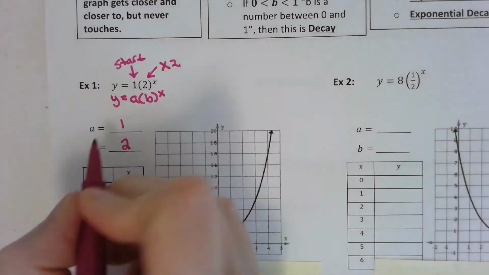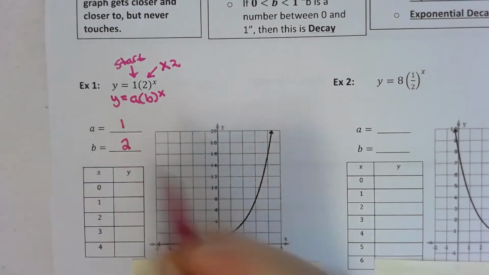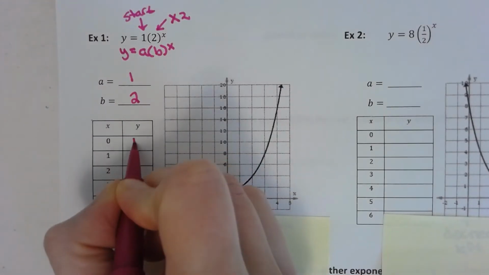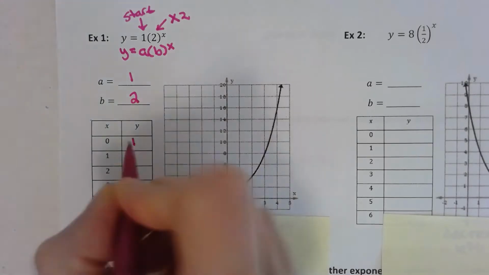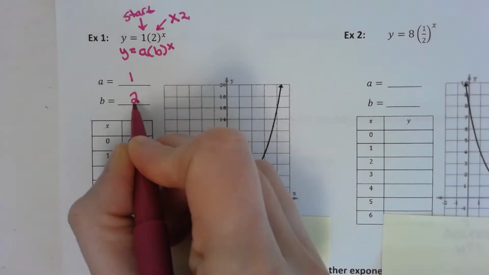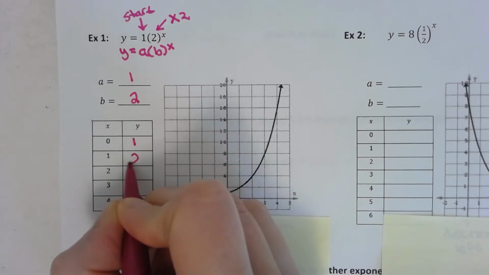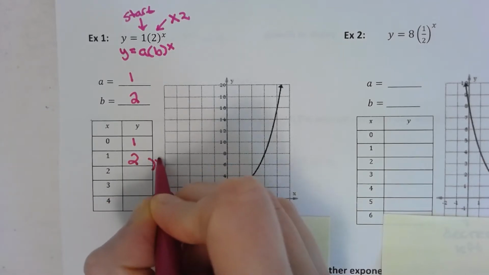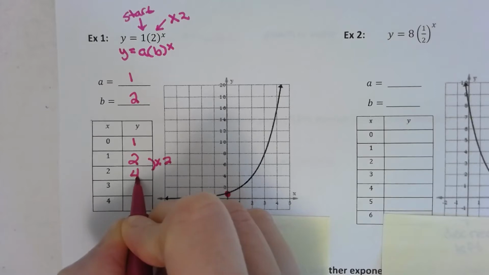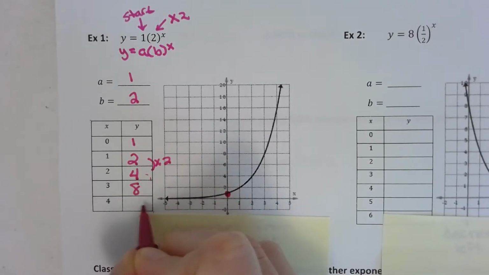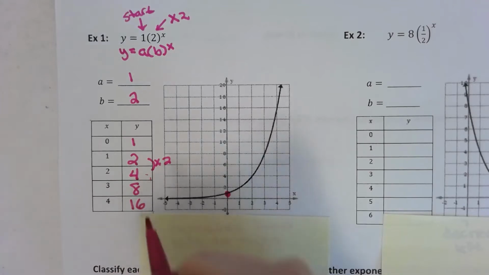Okay, so that y-intercept, or that a value right there, is also your y-intercept. It is your beginning amount. That's how much we start off with. Now this is telling us what we are multiplying by. So if I multiply 1 times 2, now I've got 2. If I do that again, multiply by 2, now I've got 4. If I do that again, now I've got 8. Then I can multiply by 2 again, I've got 16.